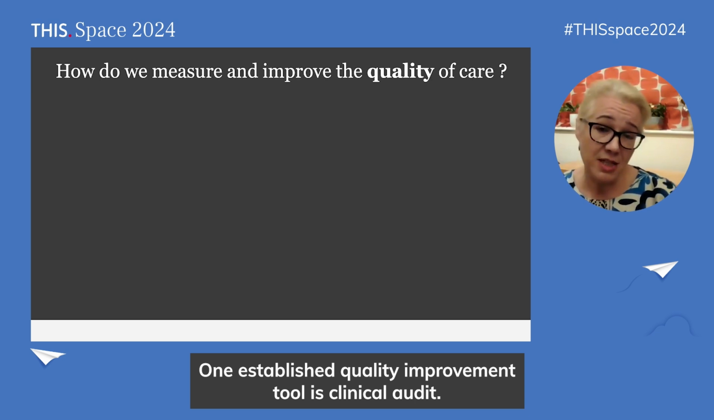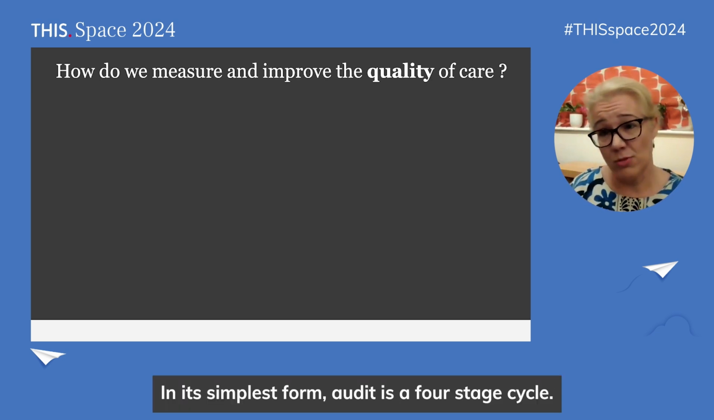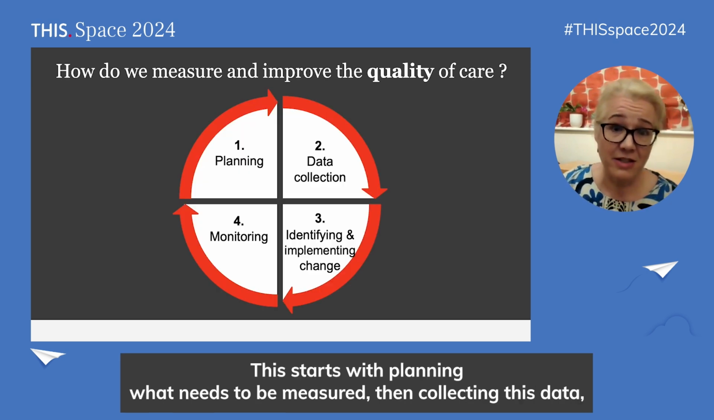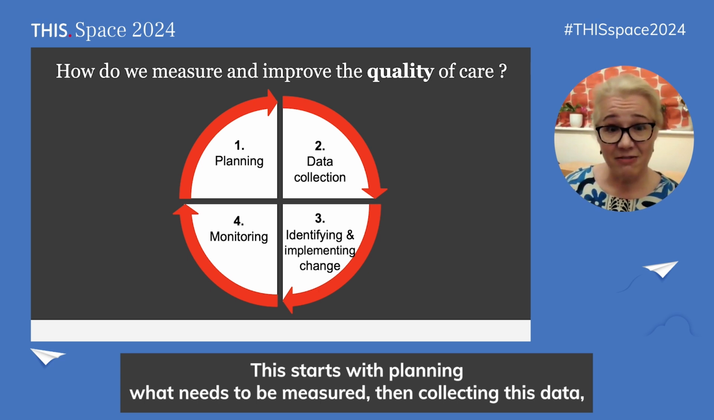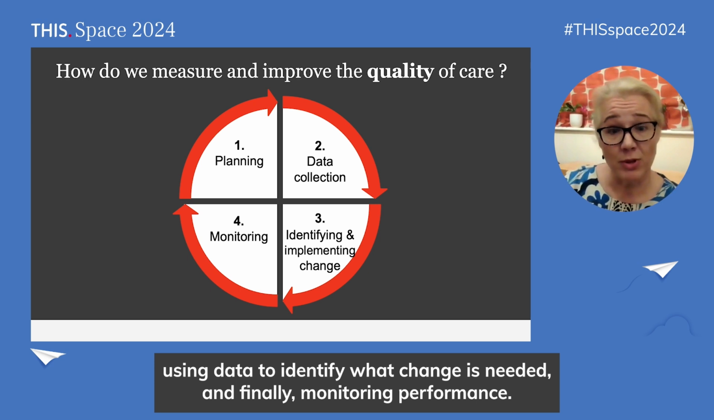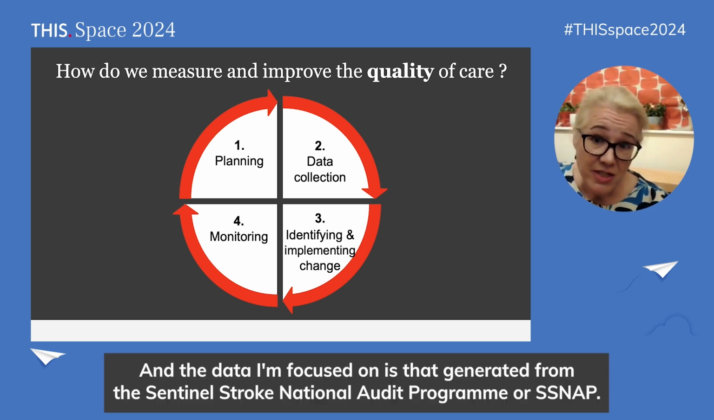One established quality improvement tool is clinical audit. In its simplest form, audit is a 4-stage cycle. This starts with planning what needs to be measured, then collecting this data, using data to identify what change is needed, and finally, monitoring performance. And the data I'm focused on is that generated from the Sentinel Stroke National Audit Programme, or SNAP.